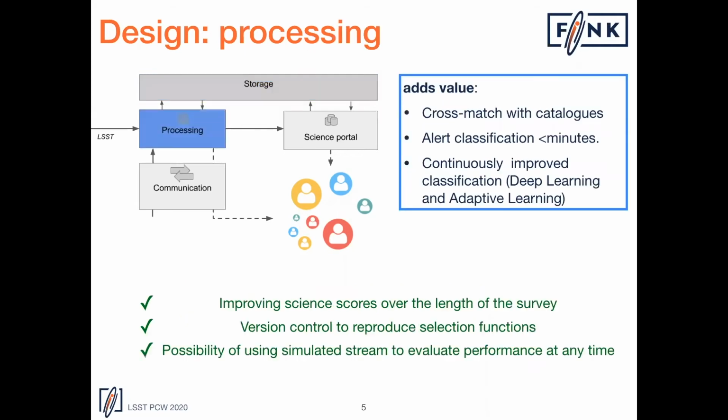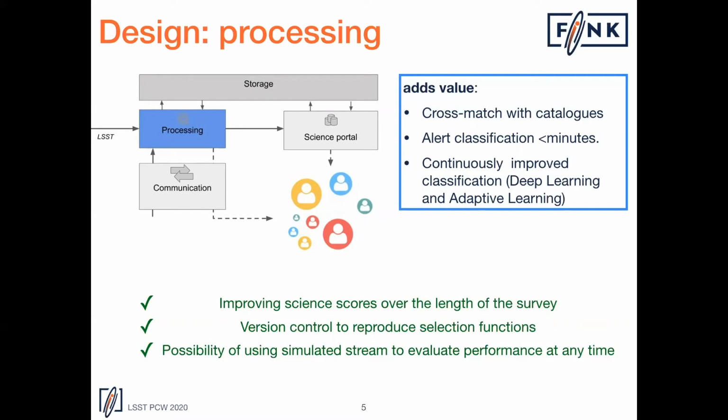Now, in the processing part, we have ingestion, which I'm not going to talk about, but we can talk about added value. Usually what we do is cross-matching with catalogs. Fink wants to provide classification with partial information within minutes of the alerts being emitted. And here come technologies like deep learning and adaptive learning, in order to get classification scores that are improved during the survey, and also suggest possible targets to obtain labels from spectroscopy in order to improve our training sets.